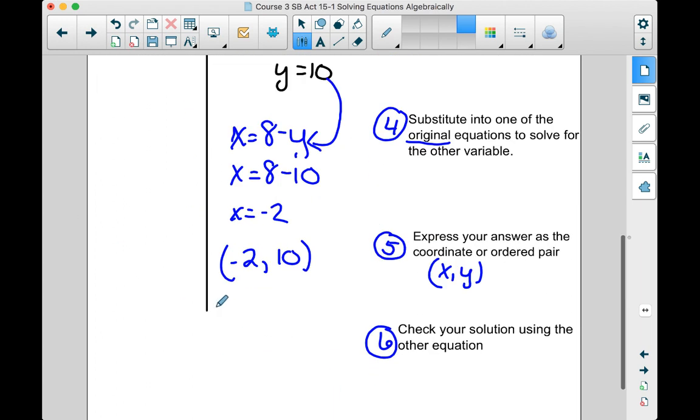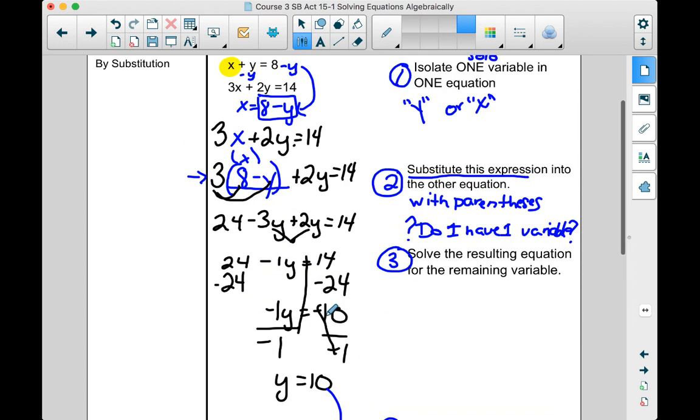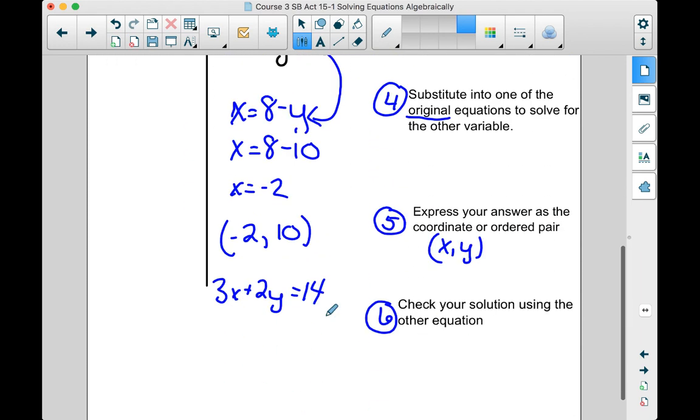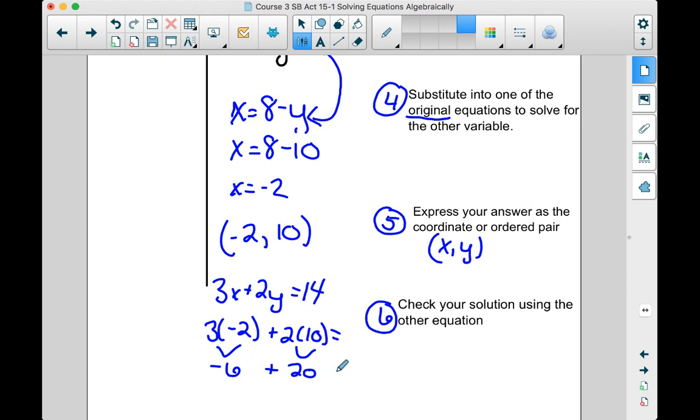So my second equation is 3x plus 2y equals 14. Just make sure I'm right in that. Yep. Okay, so I'm checking it using substitution. So 3 times negative 2 plus 2 times my y value, 10, equals, let's see, 3 times negative 2 is negative 6 plus 2 times 10 is 20. 20 plus negative 6 is 14. It checks.